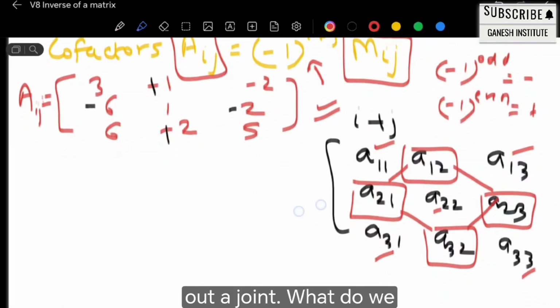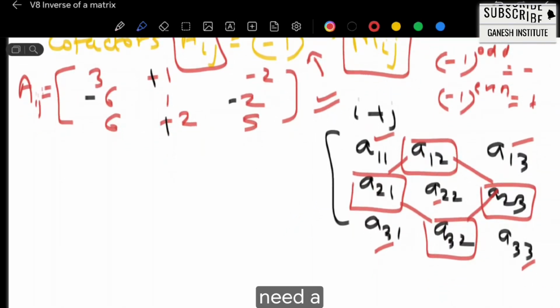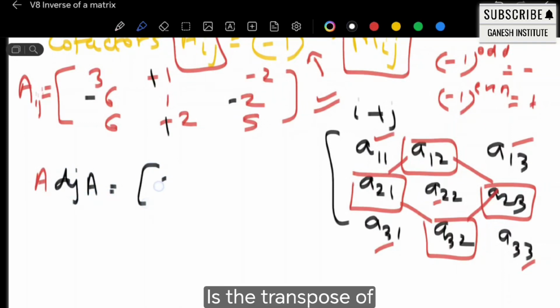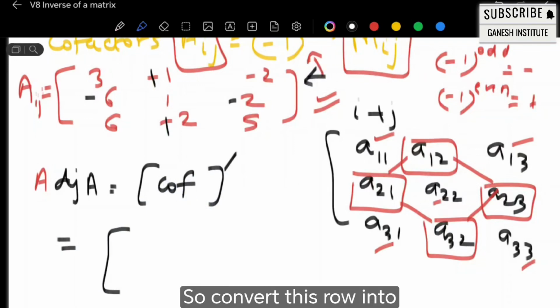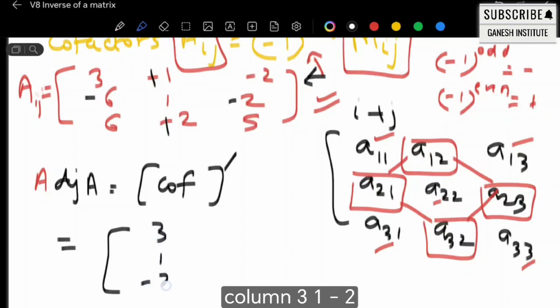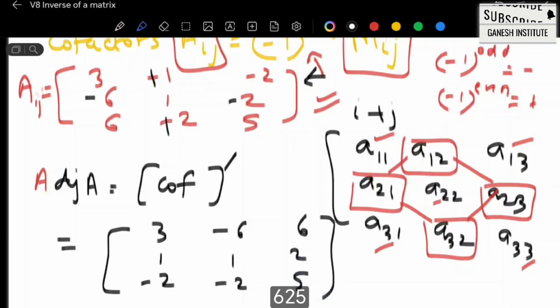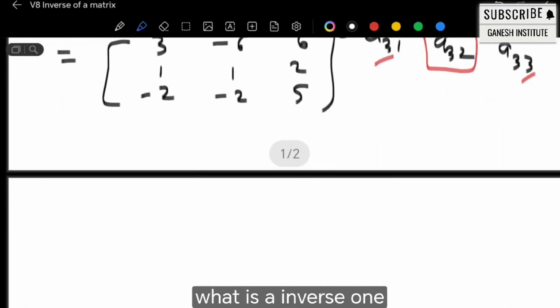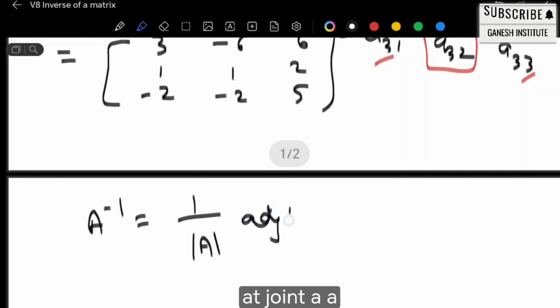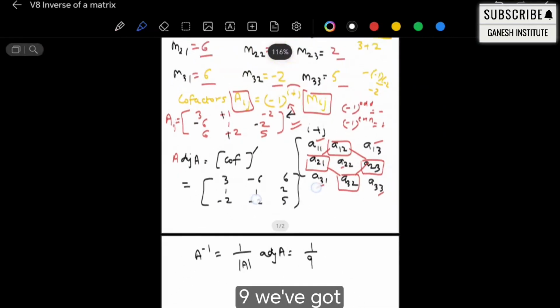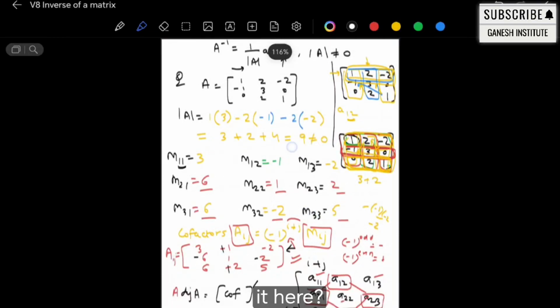Now to find out adjoint, what do we need? Adjoint is the transpose of the cofactors matrix. So convert these rows into columns. 3, 1, minus 2, minus 6, 1, minus 2, 6, 2, 5. This is the adjoint. Now what is A inverse? 1 upon A determinant, adjoint A. A determinant is 9. We've got 9 here, right? Where is it? Here.